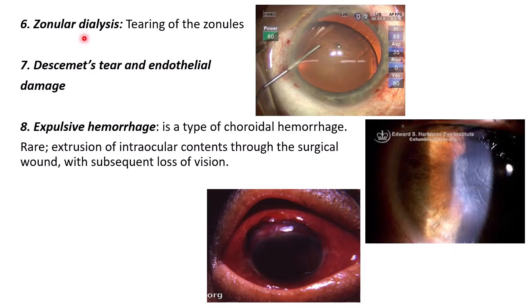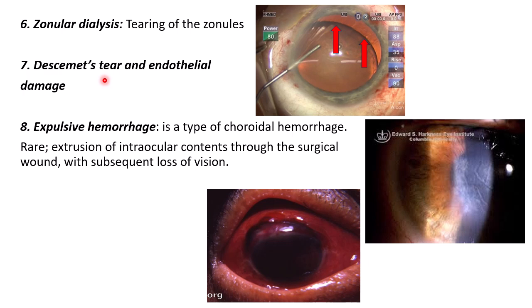Zonular dialysis. By zonular dialysis we mean tearing of the ciliary zonules. So you see a phaco is being performed over here, and look at that space. Basically, the zonules have somehow been pulled, so they rupture and the lens shifts. Now, zonules are the support of the lens, they are the circumferential support. So pulling on the zonules would lead to a subluxation. That's one cause of intraoperative subluxation, pulling too much on the zonules, or pre-existing zonular weakness as seen in pseudoexfoliation syndrome.